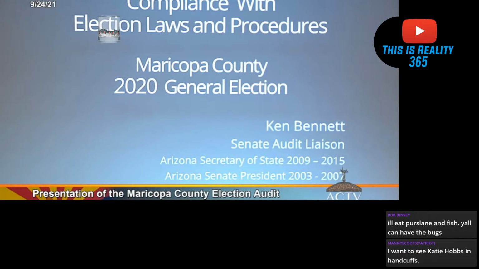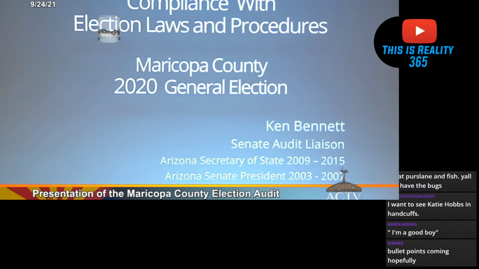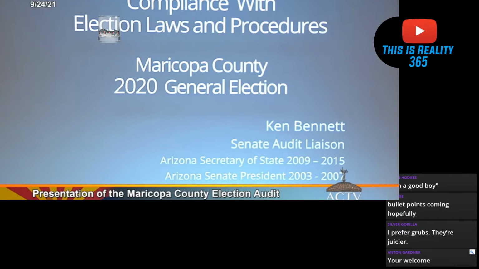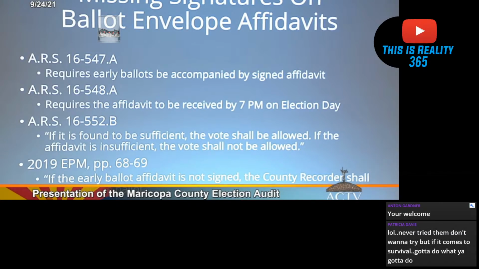And I see the screen, so I'll jump in here. I know our time has gone long today, but you asked me to observe, throughout my days there at the audit, areas where compliance with our election laws and procedures was accomplished and maybe where they weren't complied with.